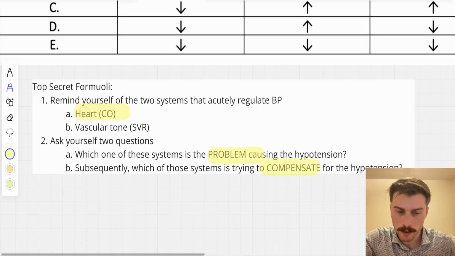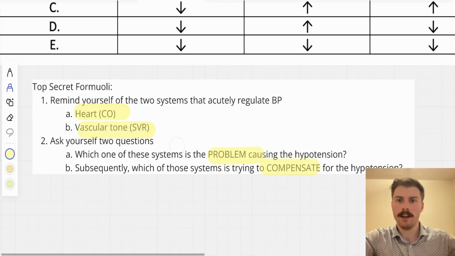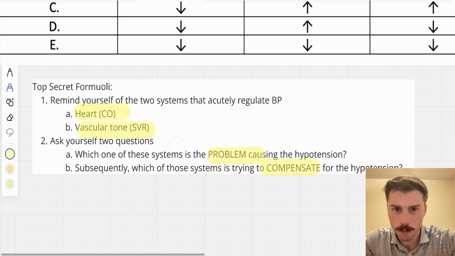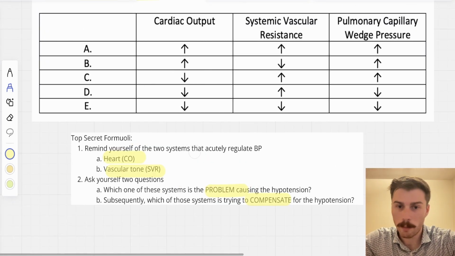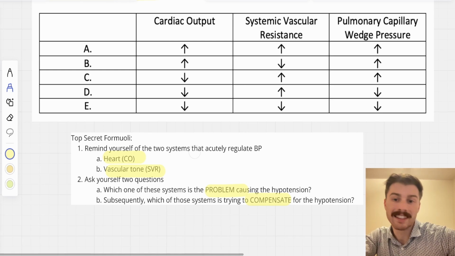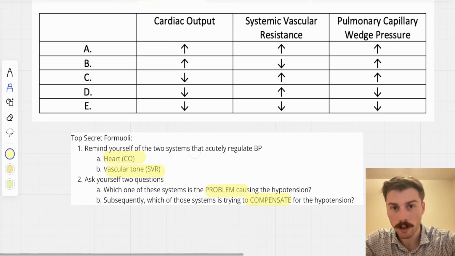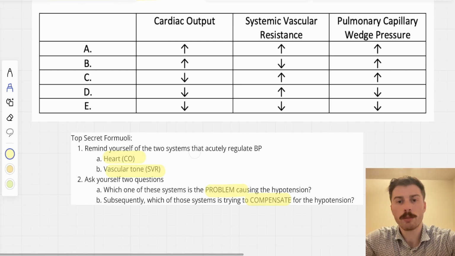There's only one left, right? We picked the heart for A, got to be the SVR. That's it. That's literally the super dummy way to go about it. If cardiac output is the problem, there's nothing necessarily wrong with the vasculature. So it's going to try to constrict to preserve blood flow to vital organs.